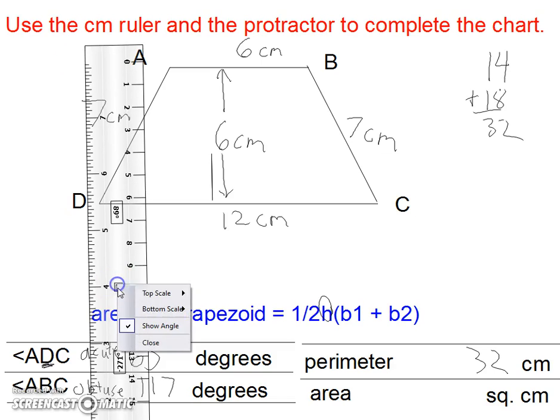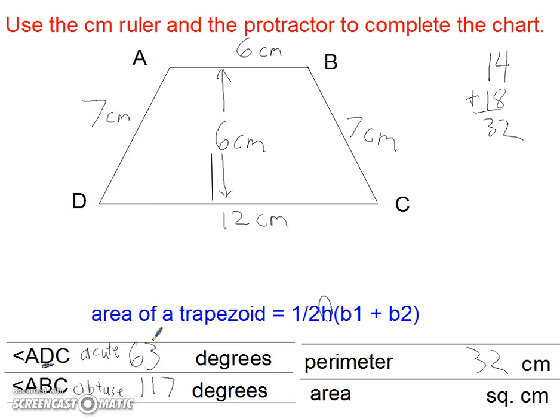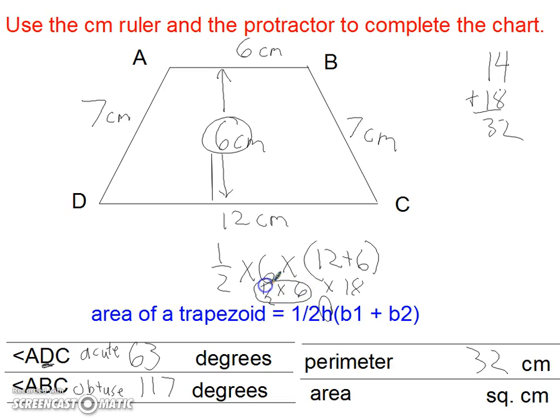So now I'm going to close my ruler. I don't need it anymore. And I'm going to go through my formula. 1/2 times the height, which is 6, times parentheses, 12 plus 6. 12 plus 6 equals 18. So I got 18 times 6 times 1/2. I'm going to do half of 6, I think. That's 3. So now I've got 18 times 3. 8 times 3 is 24. 3 times 1 plus 2 is 5. My area is 54 square centimeters.